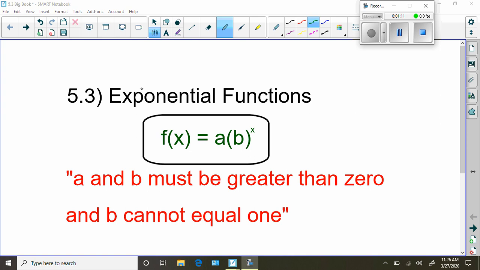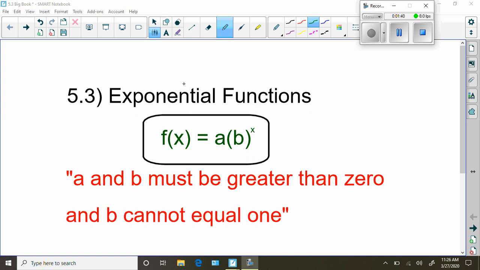There's a couple rules here. A and B must be greater than 0. Okay, so they can't be negative numbers, and they can't be 0 because that wouldn't make any sense if either one of them was 0. And B cannot equal 1. In other words, if I had 1 right here, well, 1 to any power, 1 to the million is still 1, and then that isn't growing exponentially, okay? A is just a multiplier.